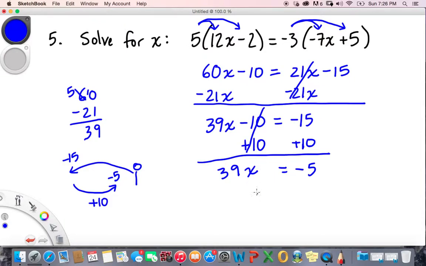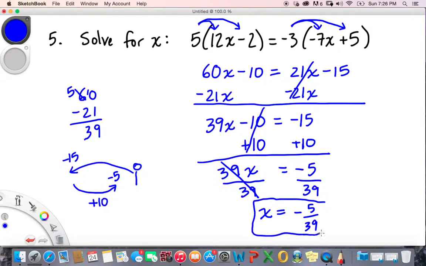So I get 39x equals negative 5. Then my last option is to divide by 39 to cancel out the multiplying x by 39, and I get x equals negative 5 divided by 39. I cannot divide those and get a whole number value, so I'm going to leave it in fraction form, and I also cannot reduce this. The only thing I can divide 5 by is 1 and 5, and 39 can't be divided by 5. I'm going to have to leave that in fractional form as negative 5 over 39. So the answer to that problem is negative 5/39.